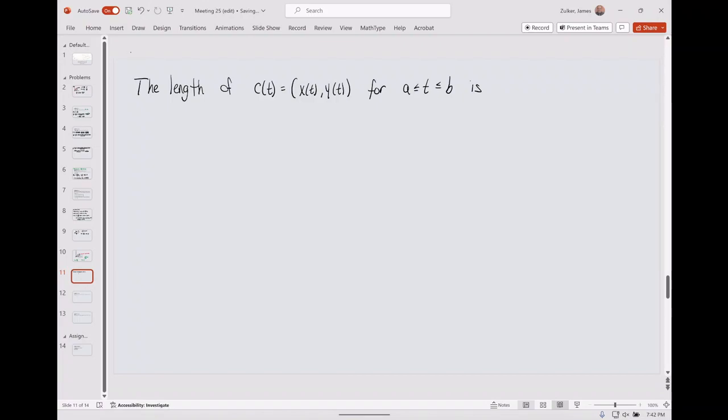Right, so again, little s is typically what's used. I always like L for length, doesn't matter. It's the integral from a to b of the square root of x dot squared plus y dot squared dt.